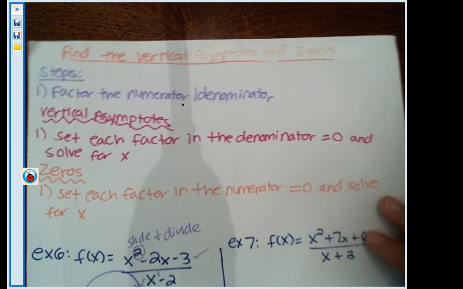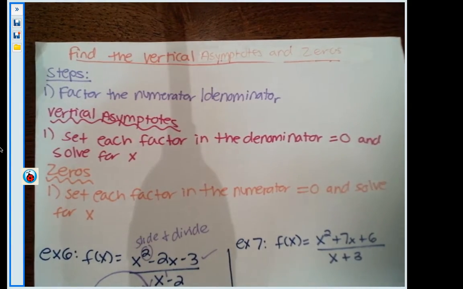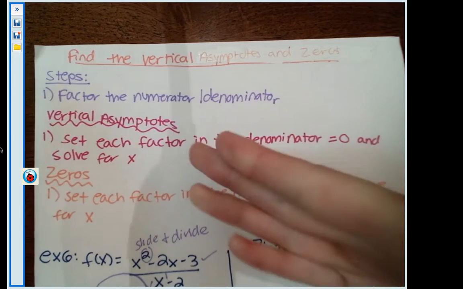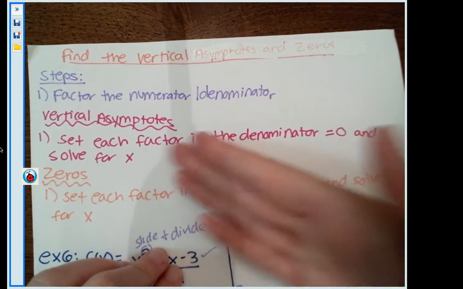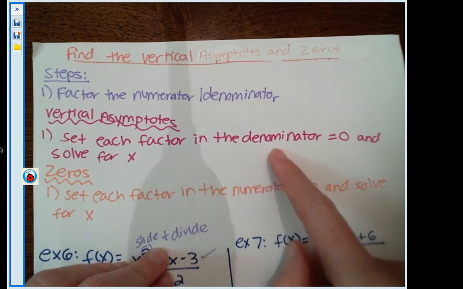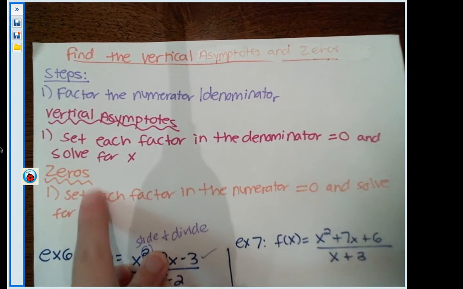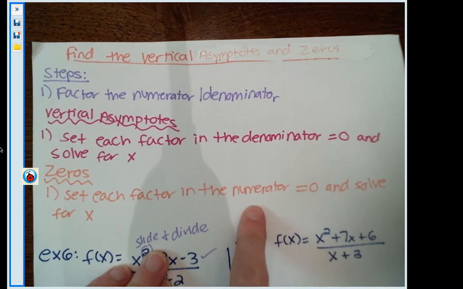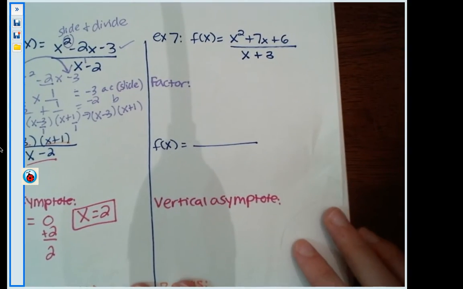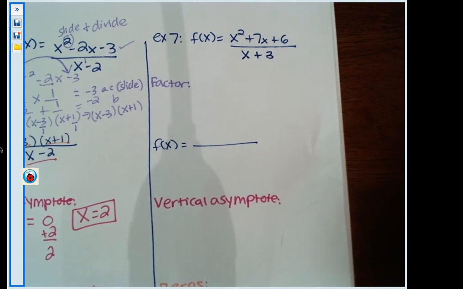So again, we'll be following these lovely steps. We'll be factoring our numerator and denominator, which in my opinion is the hardest part. To find our vertical asymptotes, we set every factor in the denominator equal to 0. To find our zeros, we set every factor in the numerator equal to 0 and solve. And that's it, you guys. Don't overthink it. Alright, so let's start factoring.